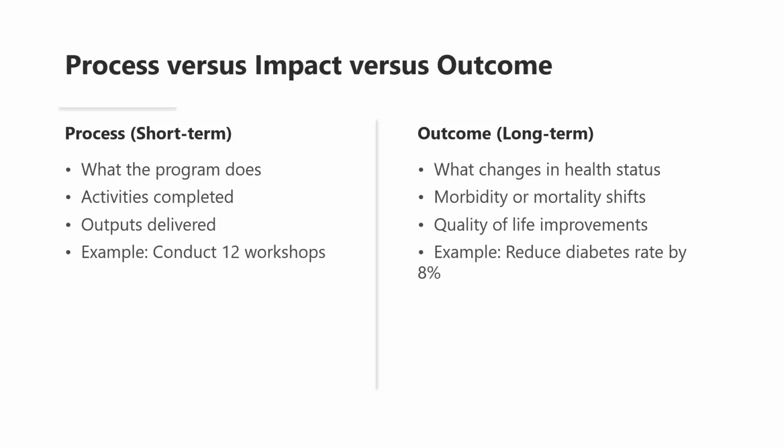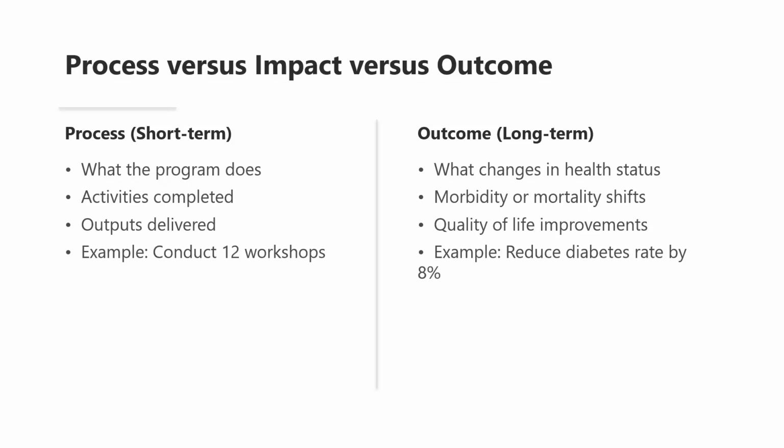Let me help you zoom in on the distinction between process objectives and outcome objectives, because these represent the two ends of the spectrum, and understanding this contrast will make everything else fall into place. Process objectives describe what the program itself does. They focus on activities, outputs, and administrative milestones. How many sessions were held, how many brochures were distributed, how many people attended. These are all process-level questions. Process objectives are the easiest to measure because they involve counting tangible outputs.